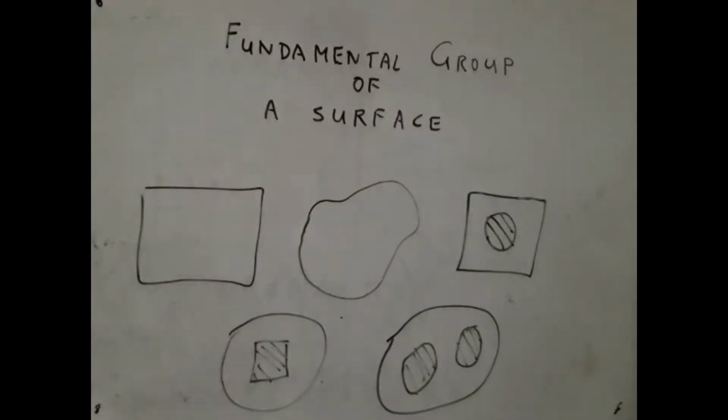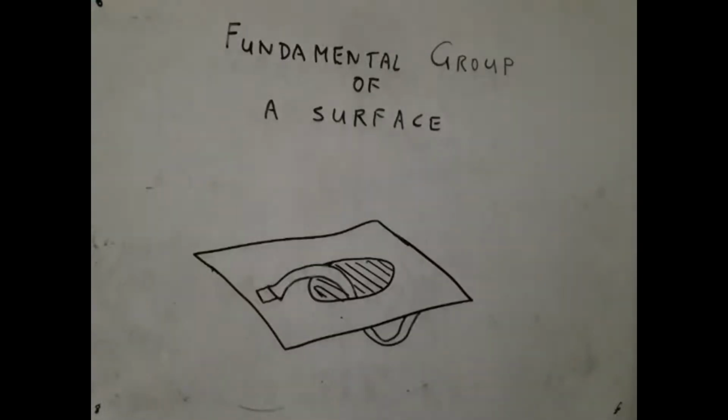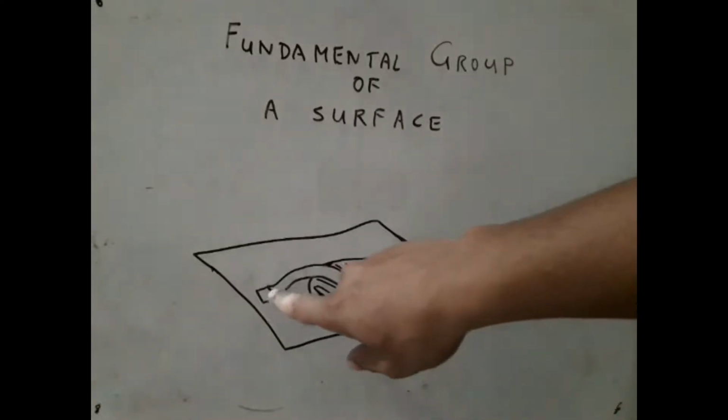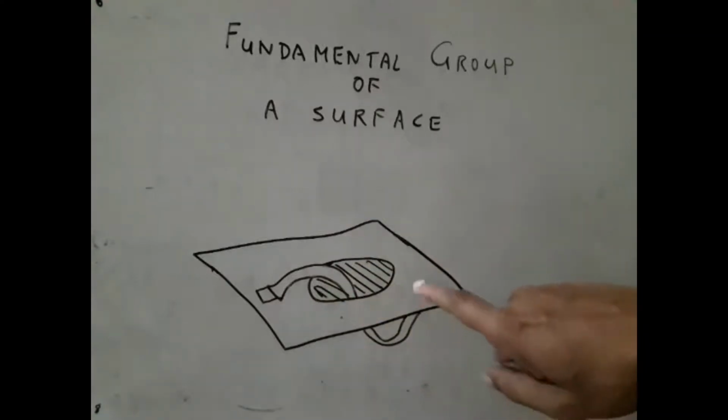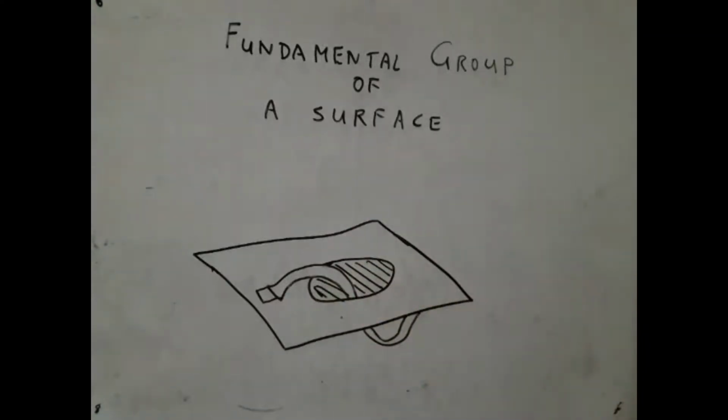Well, things might get somewhat more complicated, like this, where you have a cardboard with a hole, and there is a strip of paper glued here. It enters through the hole and is glued back to the underside of the cardboard.